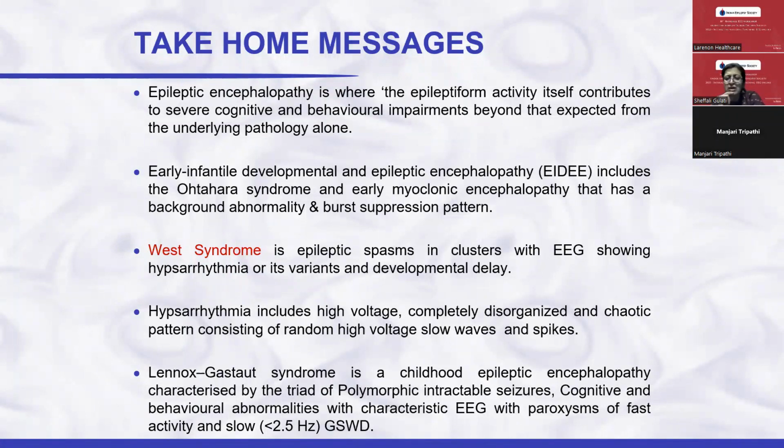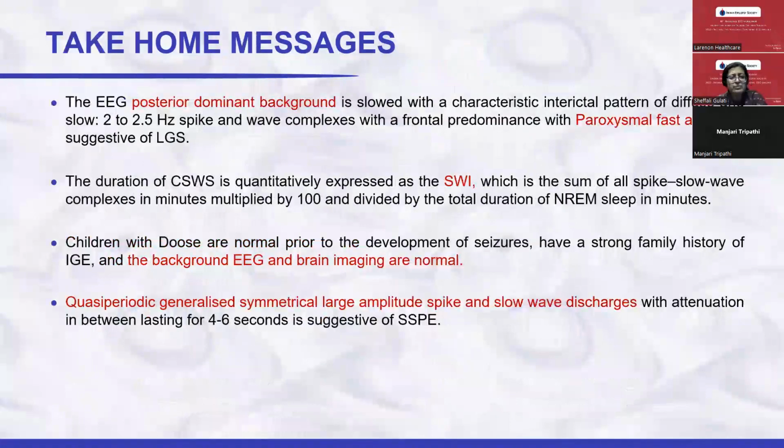And LGS is a childhood epileptic encephalopathy characterized by polymorphic intractable seizures, cognitive and behavioral abnormalities, with characteristic EEG with fast and slow activity less than 2.5 hertz. The EEG has a posterior dominant background and slowed, with characteristic ictal pattern of diffuse activity of 2 to 2.5 hertz spike and wave with the frontal dominance, with PFAs can be seen.